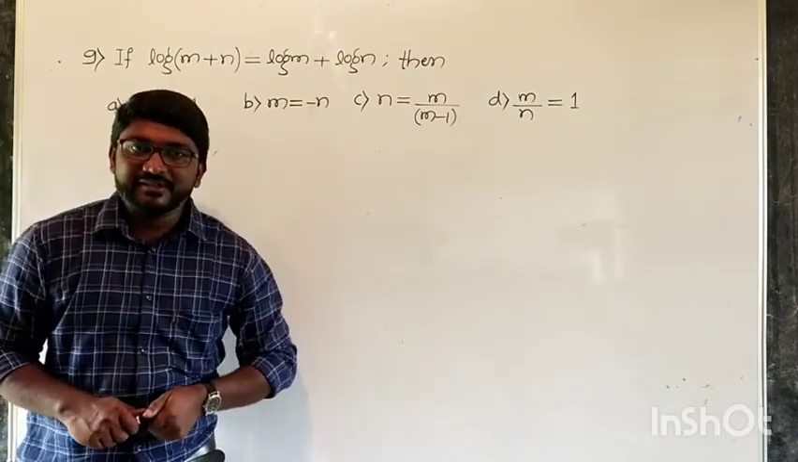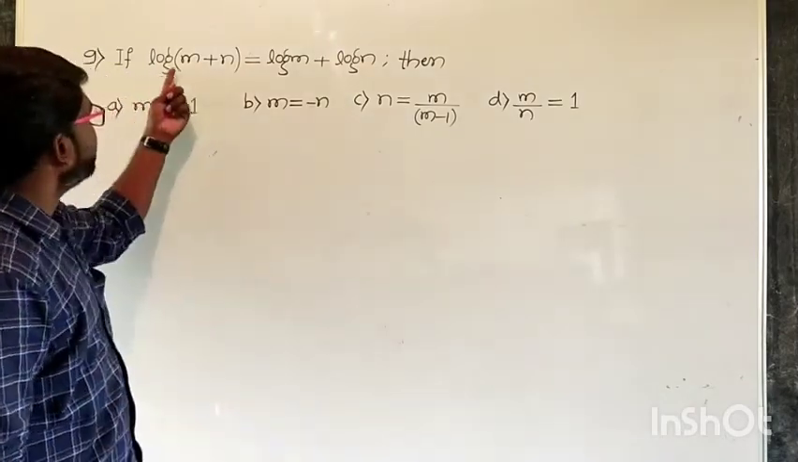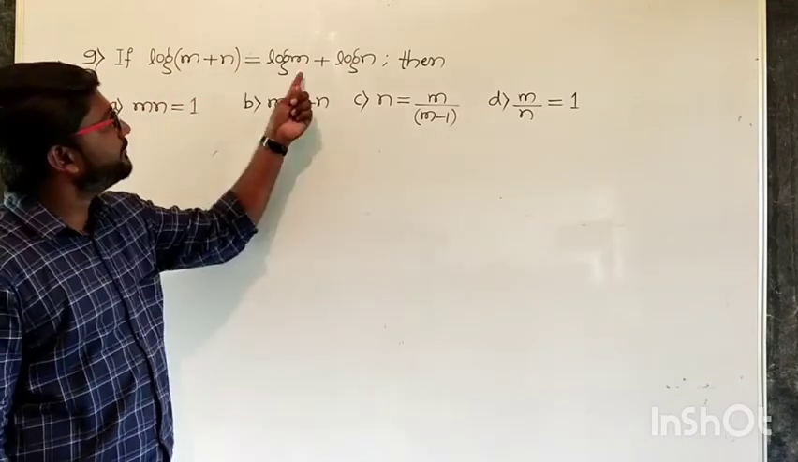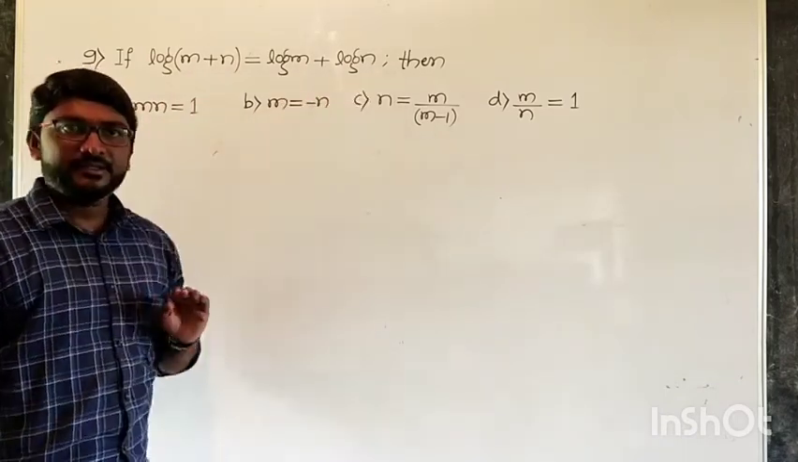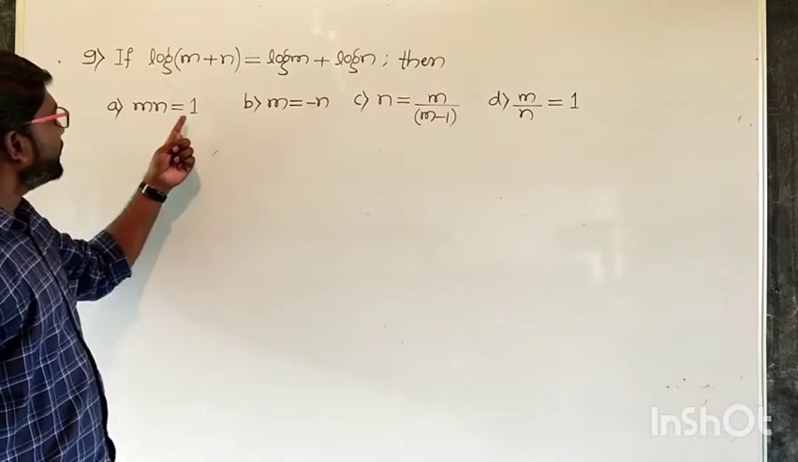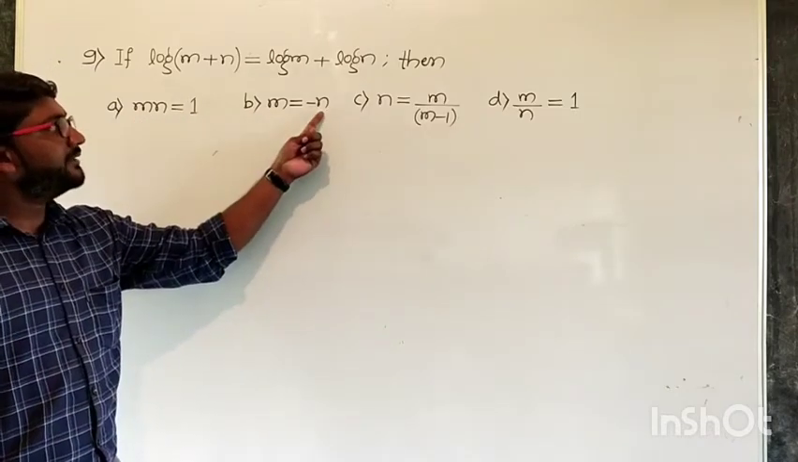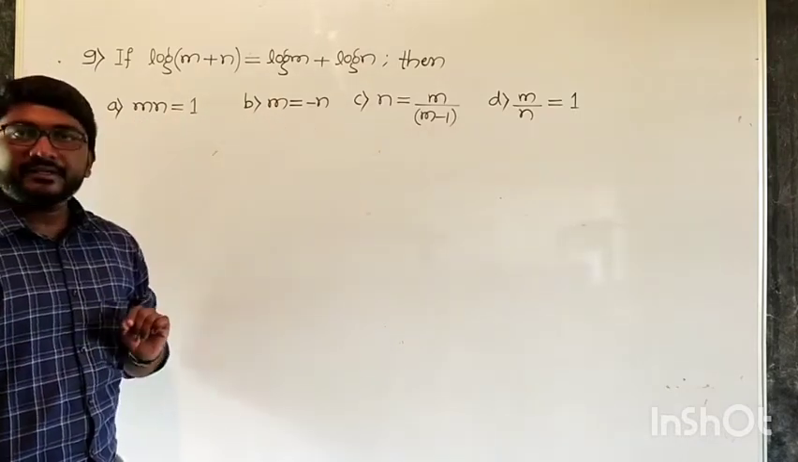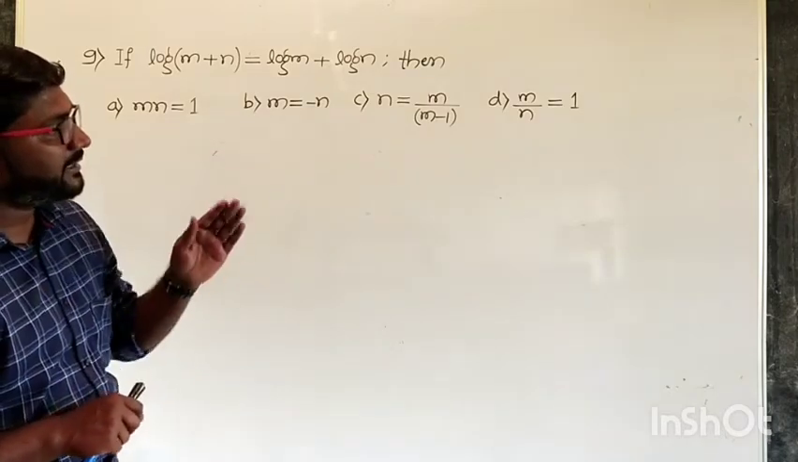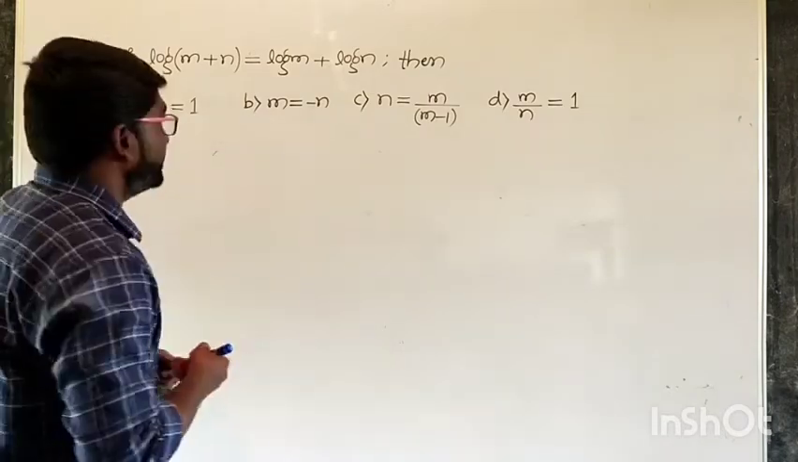Well, the 9th question: if log of m plus n is equal to log m plus log n, then the four options are mn equal to 1, m equal to minus n, n equal to m divided by m minus 1, and m by n equal to 1. So let us solve this.